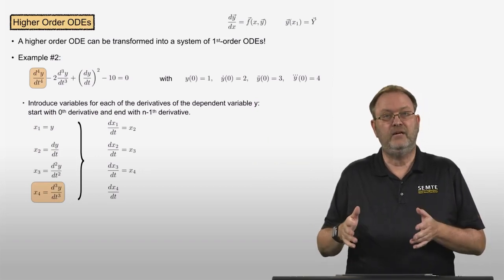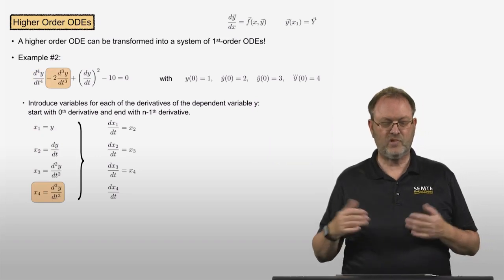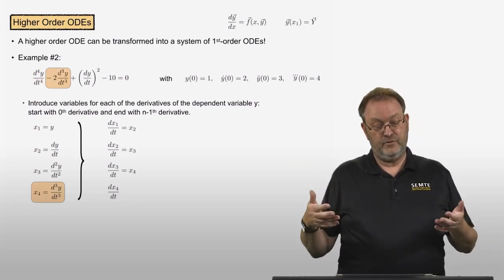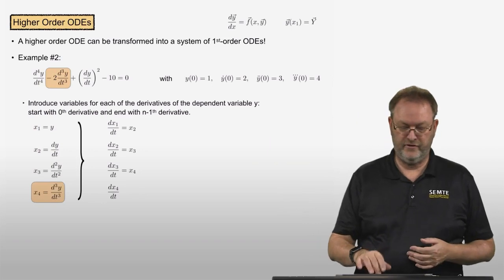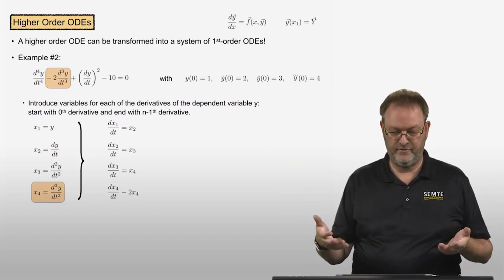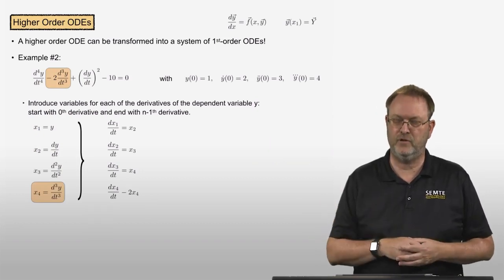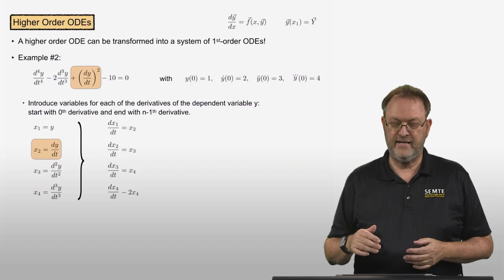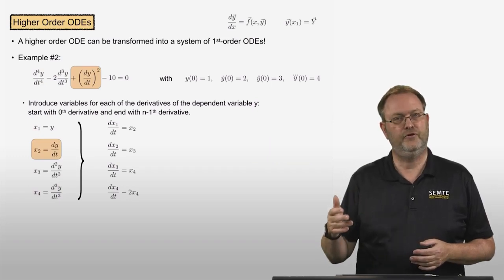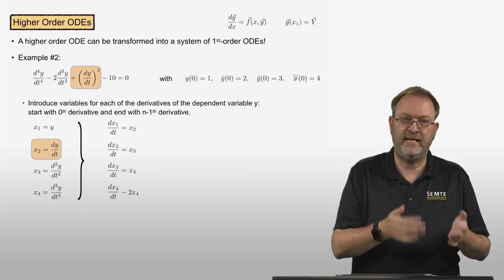So this is then equal to something that I can derive directly from the ODE. Well, I have minus 2 times the third derivative of y, but the third derivative was x4, right? So it's minus 2 times x4 plus the first derivative squared. But the first derivative was my second variable.